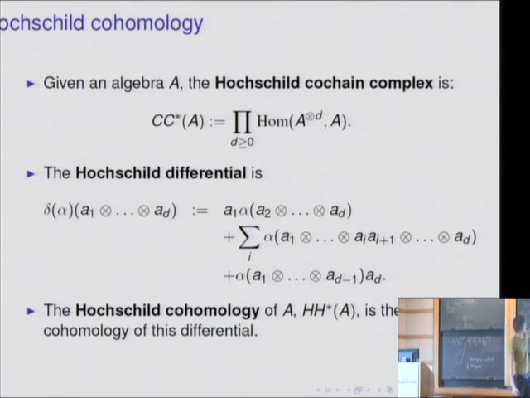So let me tell you what it looks like for an algebra. Given an algebra A, the Hochschild cochain complex looks like this. It's a direct product of Hom from A to the d-th tensor power into A. And the Hochschild differential looks like this. Basically, think of it as all the ways of plugging the multiplication in the algebra into a generator of this chain complex. Anyway, when you put some signs in appropriately, this becomes a differential, and its cohomology is called Hochschild cohomology.